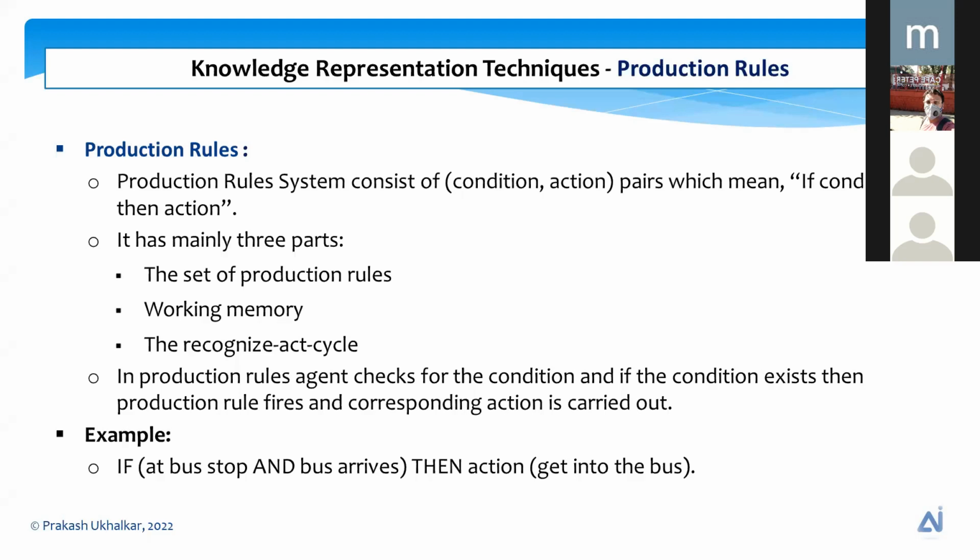If you are at the bus stop and the bus arrives, then the action is to get into the bus. Now if you get into the bus, then pay for the ticket for the journey. And if you see a seat is available, go and sit there. So there is always an action performed based on a certain condition. So this is all about production rules.